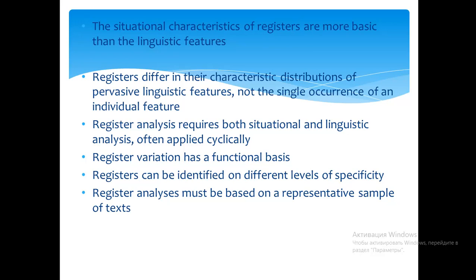Following the ideas of Douglas Biber and Susan Conrad, we regard genre, register, and style as different approaches or perspectives for analyzing text varieties, not as different kinds of texts or different varieties. In fact, the same text can be analyzed from register, genre, and style perspectives.